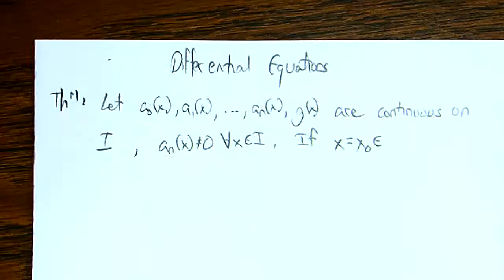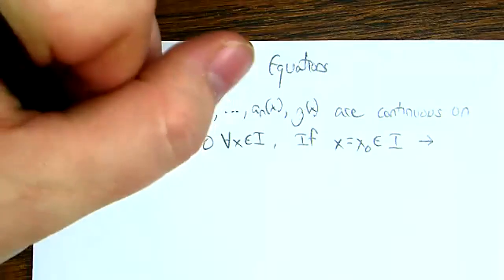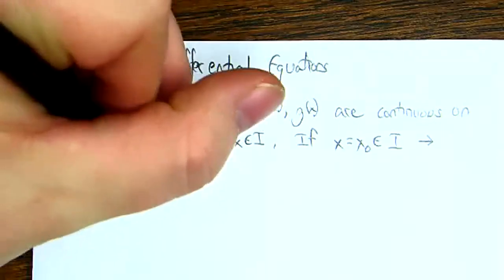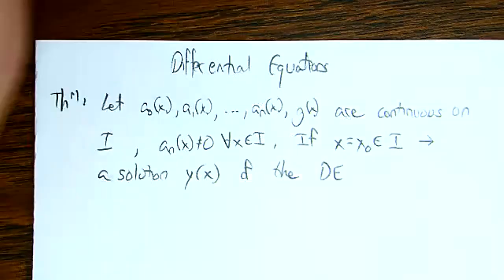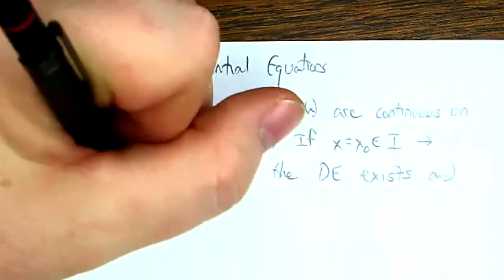If x equals x_0, for some value in that interval, then a solution y(x) of the differential equation exists and is unique.